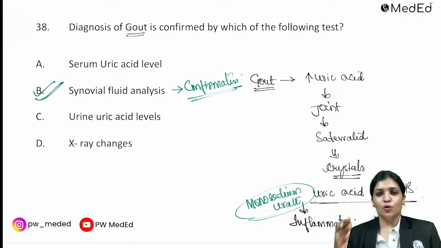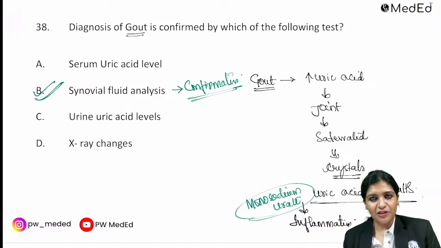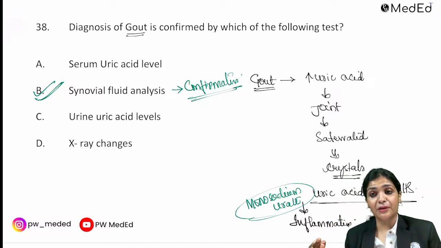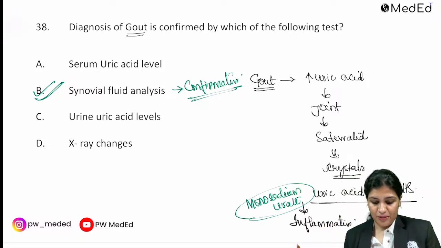So now they might ask you what these crystals are. They are monosodium urate crystals. They are negatively birefringent on polarized light, and they are needle shaped. When you see CPPD, it is positively birefringent, and they are rhomboid shaped crystals, right?